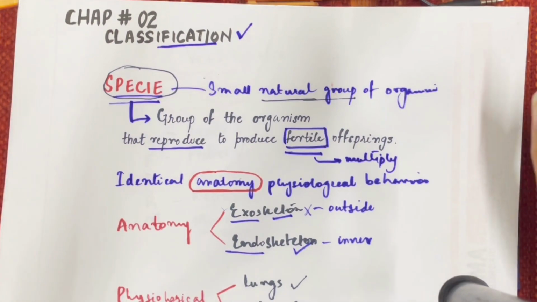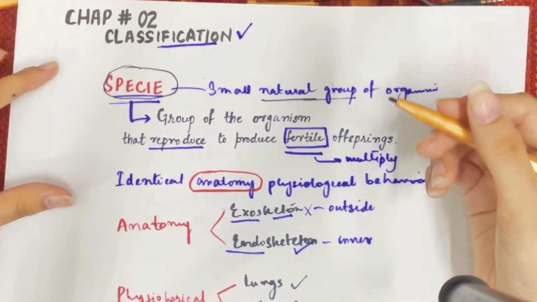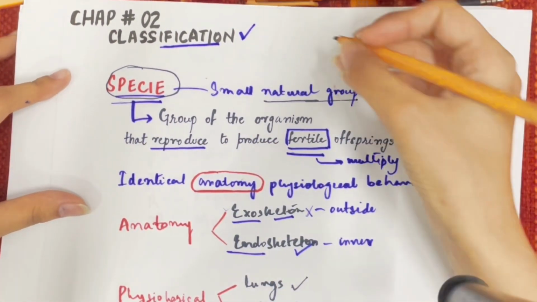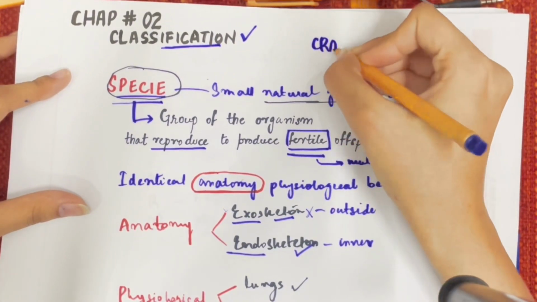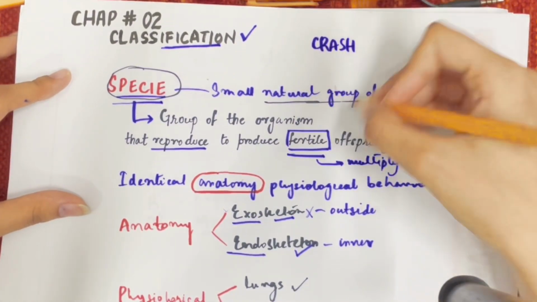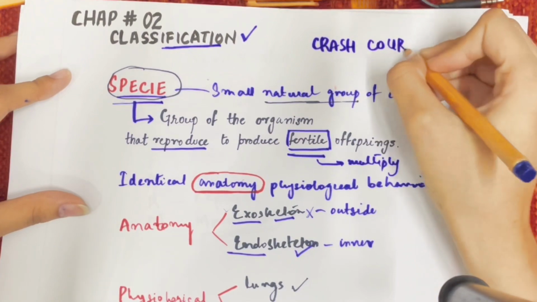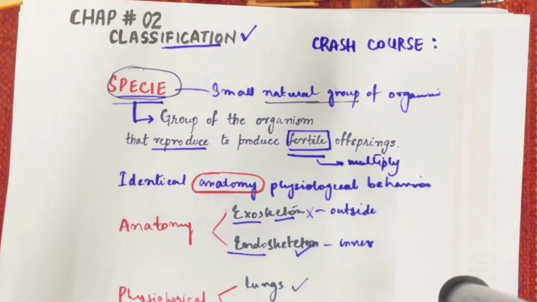Proceeding Biology, and in today's video we will be covering chapter 2, classification, as a crash course. The crash course covers the entire syllabus in a quick view, and we will also give a look at the syllabus first.